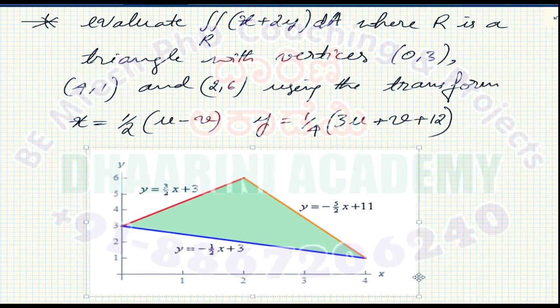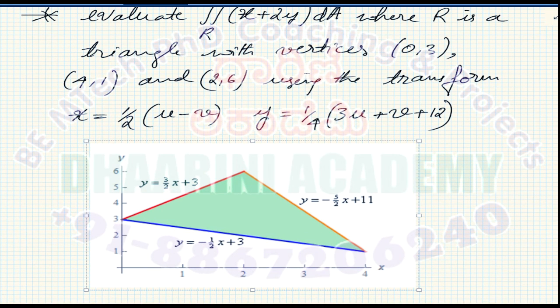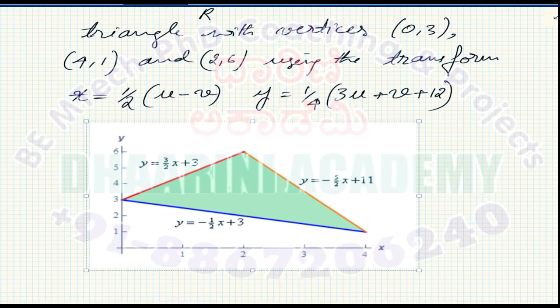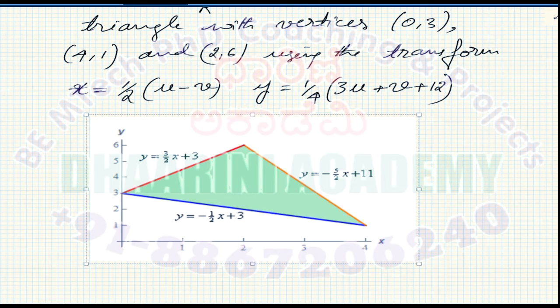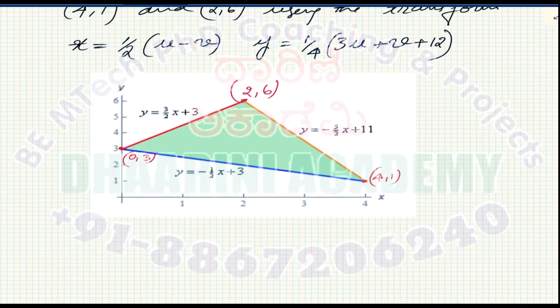So just to save some time, I have calculated the equations of the straight lines connecting the vertices of the given triangle. Okay, so let me just mark the vertices over here. This is (0,3). This is (4,1), and this is (2,6). All right, so we can see the equations given, equations that can be calculated. Normally we say that that's our first step whenever we solve these kinds of problems, but anyway, it's already available for us.